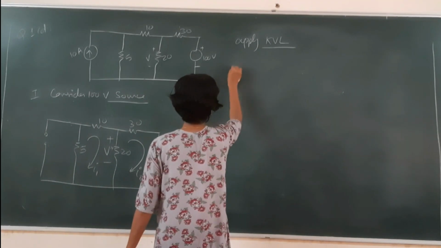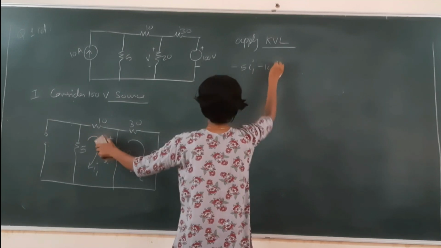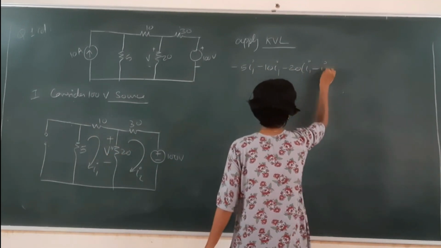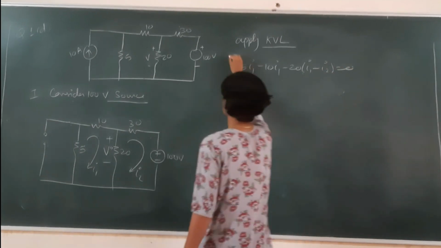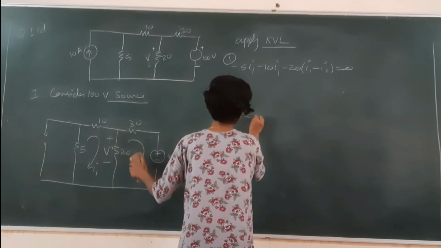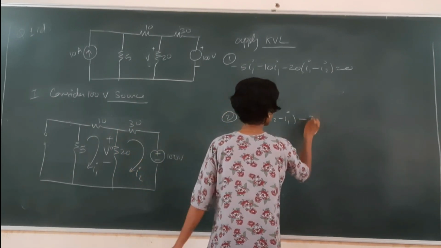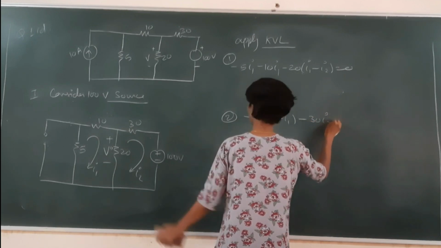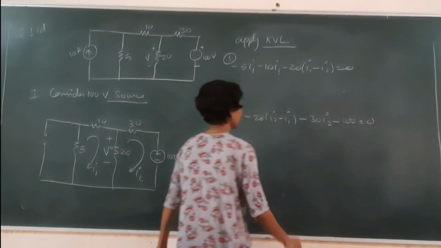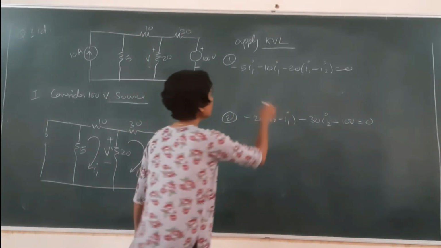So what will the KVL equation be? Minus 5 I1 minus 10 I1, then minus 20 (I1 minus I2) equals 0. This is my first mesh equation. The second mesh equation, for this mesh, will be minus 20 (I2 minus I1) minus 30 I2, and according to the polarity we will consider it as minus 100. Just solve these two equations and find the values of I1 and I2.